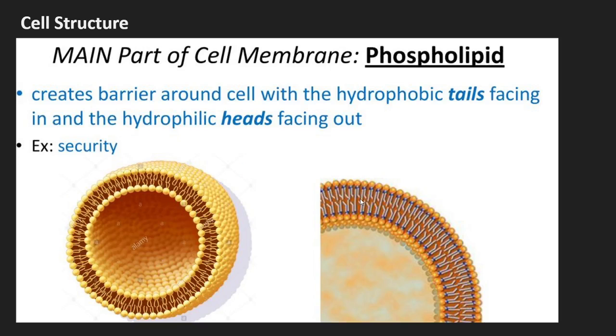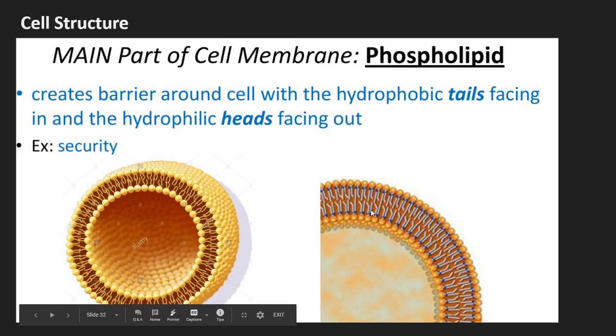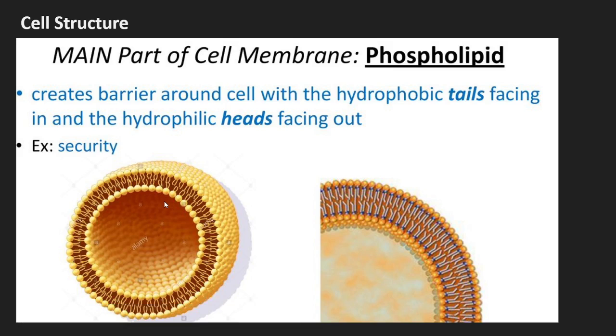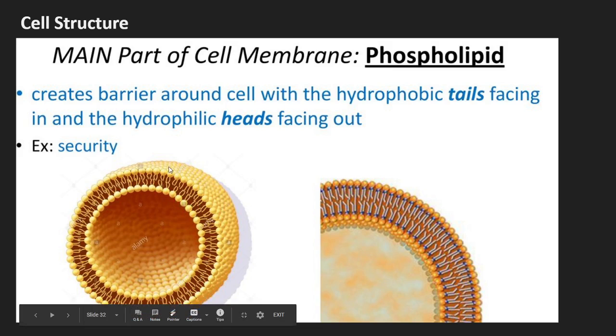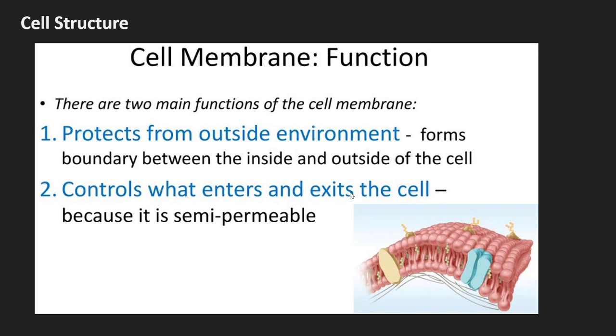So anyway, the main part of the cell membrane is made out of the phospholipid, and as I've told you already, it has a head that is focused towards water, whether that's water on the outside of the cell or the water on the inside of the cell, and the tails focus away. And this just gives you a better look of what it looks like. It gives you a better idea of how the phospholipids go together to make up the cell membrane. It protects the cell from the outside environment by keeping stuff out that's not supposed to come in, and it controls what enters and exits the cell, and that makes it semi-permeable.